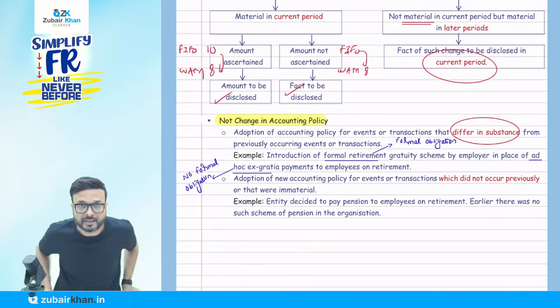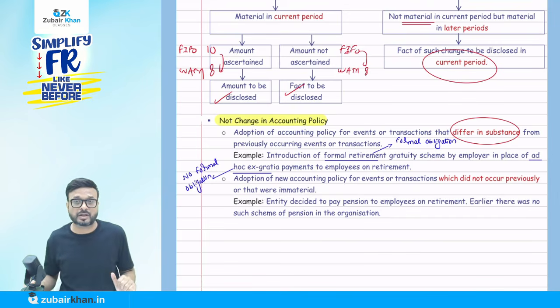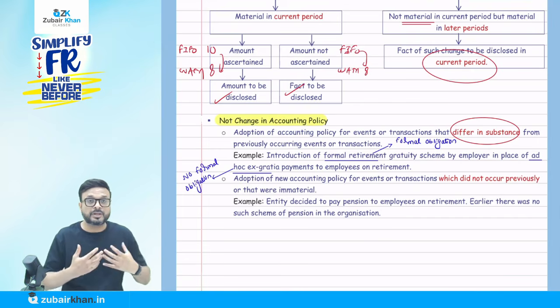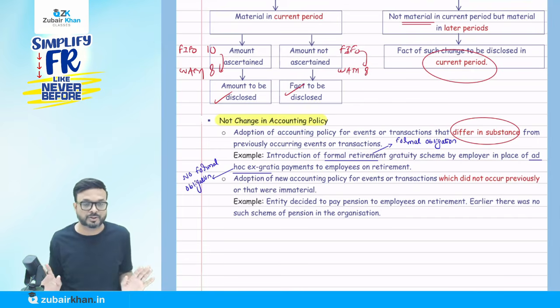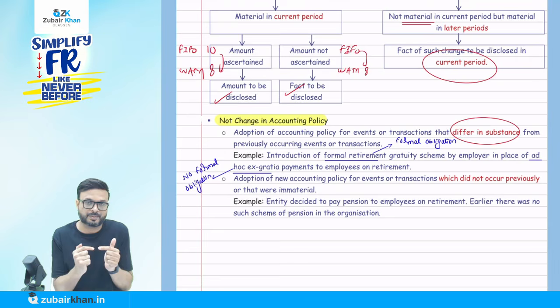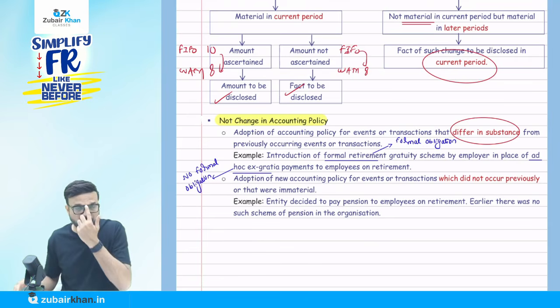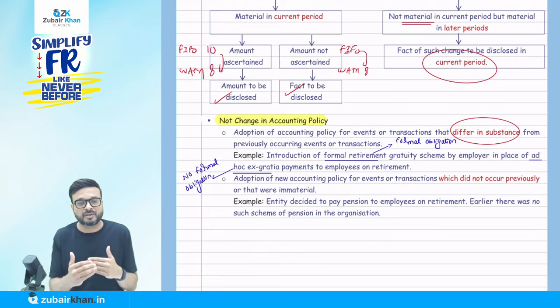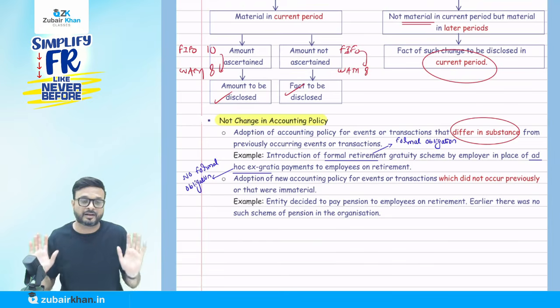So what does it mean here? People say it's a change in accounting policy. No, it is not a change in accounting policy. Now it's a formal obligation. Previously, there was no formal obligation. That's it. The difference is in substance. This is a very common example which is asked by the ICAI.